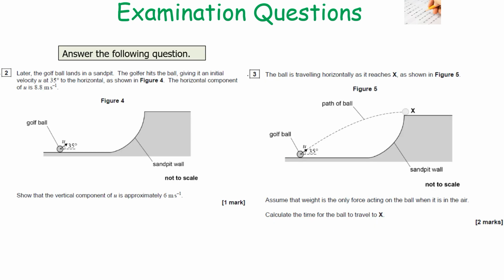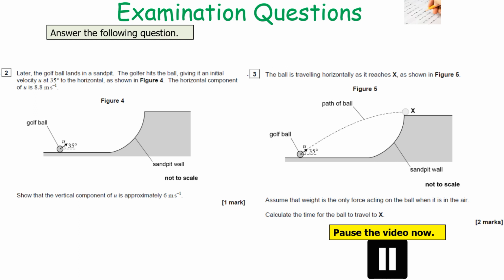Let's have a look at our next question. Later, the golf ball lands in the sandpit. The golfer hits the ball giving it an initial velocity u at 35 degrees to the horizontal. The horizontal component of u is 8.8 meters per second. Show that the vertical component of u is approximately 6 meters per second. Then the ball is travelling horizontally as it reaches x, as shown. Assume that the weight is the only force acting on the ball when it's in the air. Calculate the time for the ball to travel to x. So pause your video now, then unpause your video when you want to go through your answer.